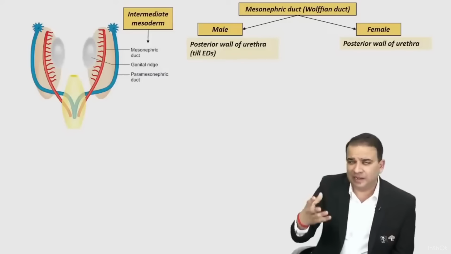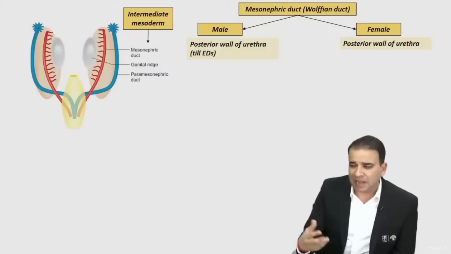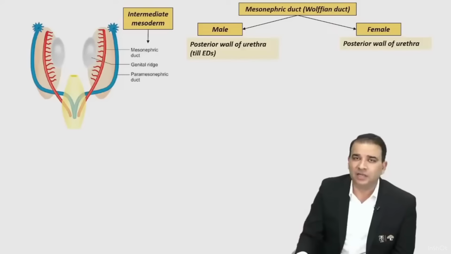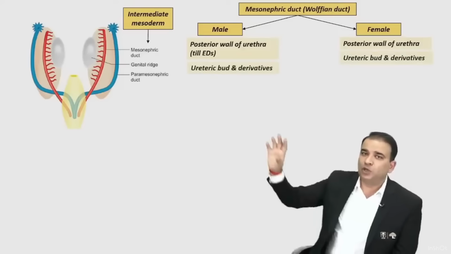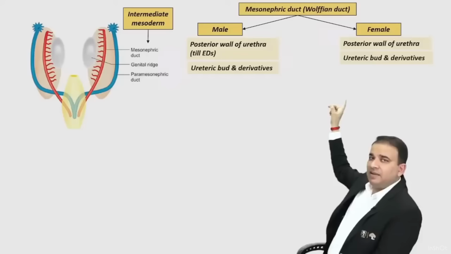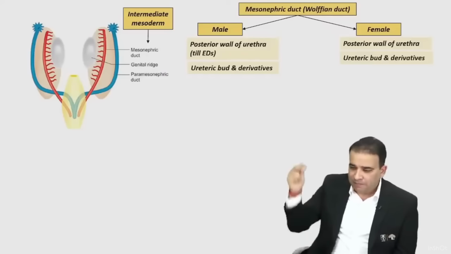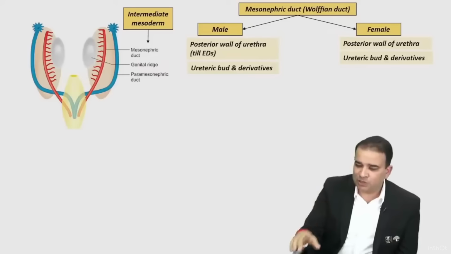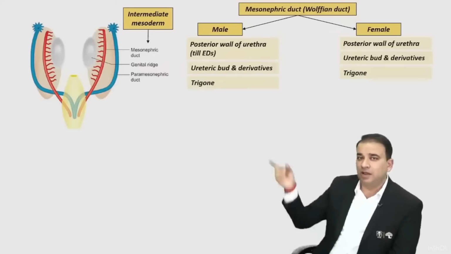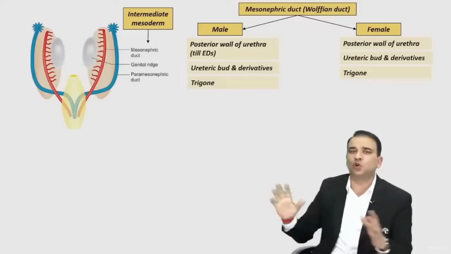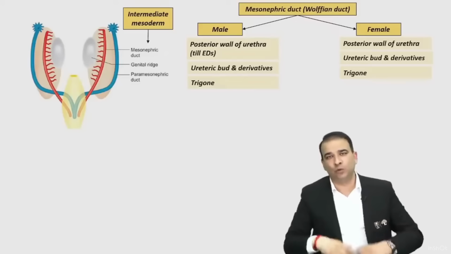Collecting duct, renal papillae, major and minor calyces, renal pelvis, ureter, they're all derived from the ureteric bud. So the ureteric bud and its derivatives are common up to here. Then the trigone: the mesonephric duct gets absorbed into the urogenital sinus and gives rise to the trigone in both male and female. So यहाँ तक तो common है. Mesonephric duct is required for both male and female.